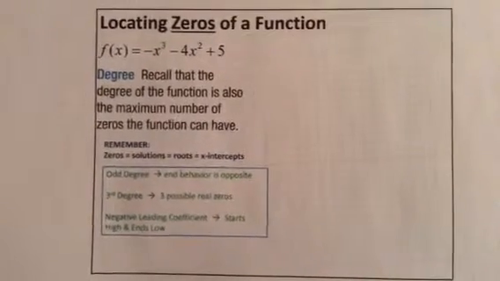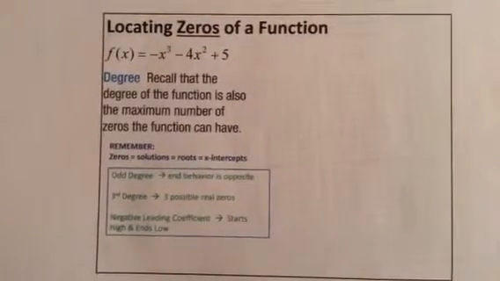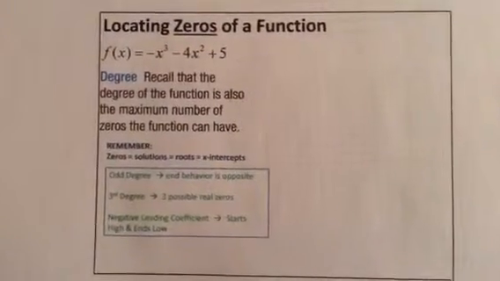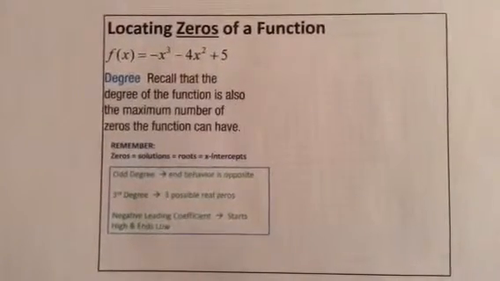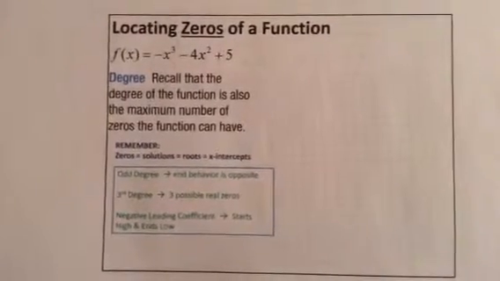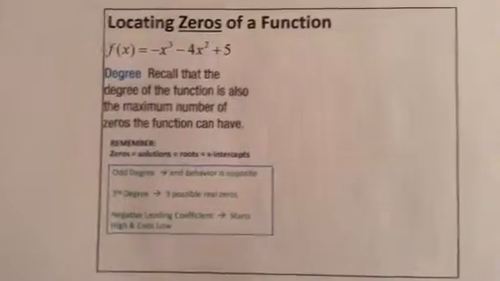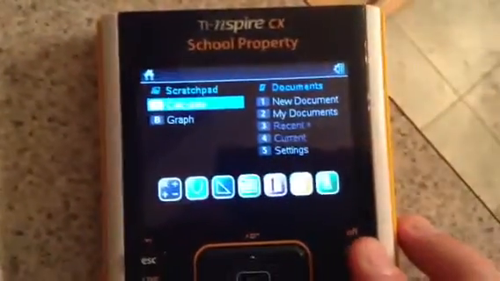It's an odd degree, so the end behavior is the opposite. So they either start high and end low, or start low and end high. We'll talk about this one. It's a third degree, so you're going to have 3 possible real zeros. And it's a negative 1 in the front, so therefore it's going to start high and end low with its arrows. So I'm going to go over here to our calculator, and I'm going to type this one in.